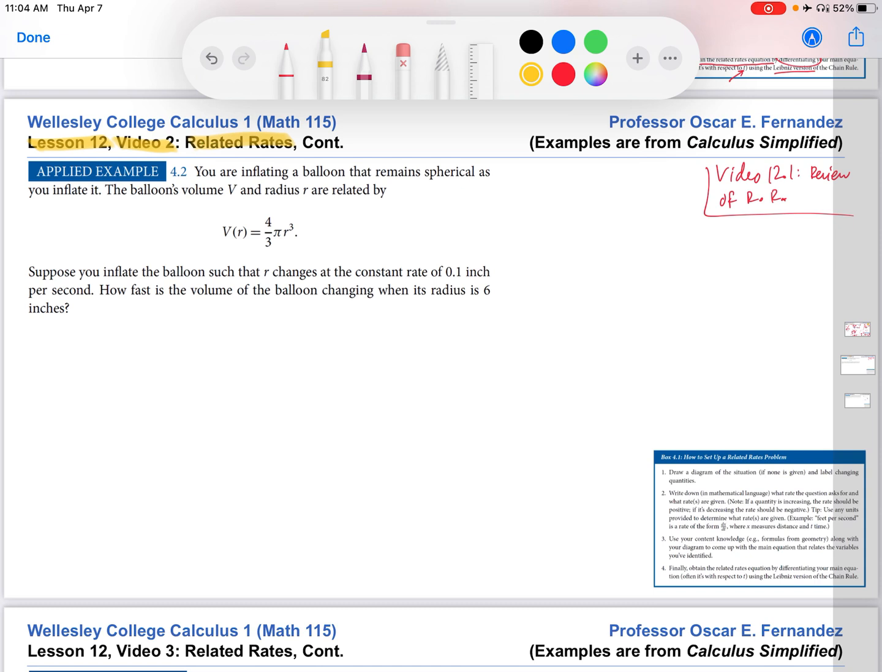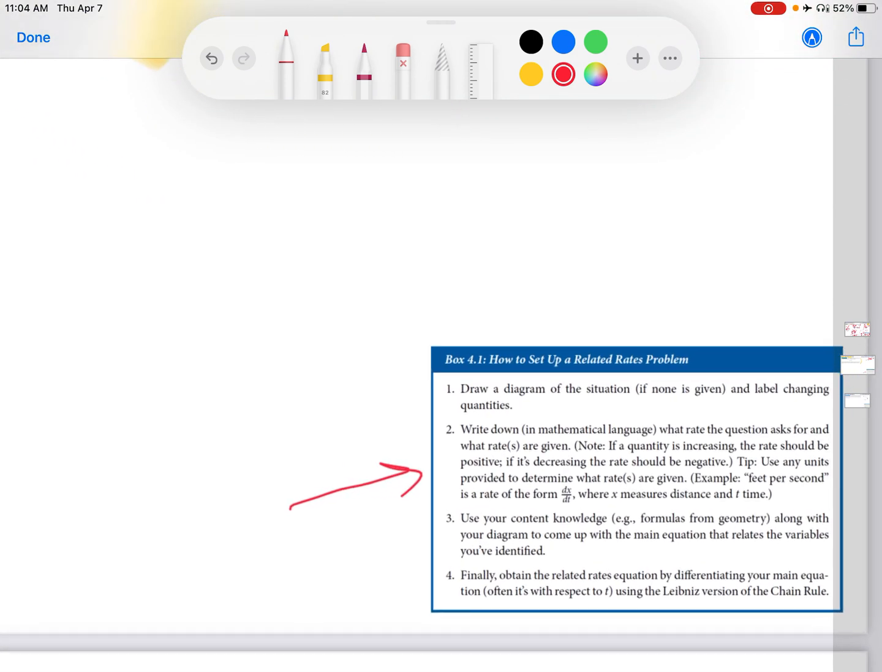We're still talking about related rates here, and we're going to do a slightly more involved example than we did in video 12.1. I do want to encourage you to check that video out if you want a review of related rates in general. And also, in that video, I talk about box 4.1 down here. I'm just going to zoom in really quickly to show you what that is.